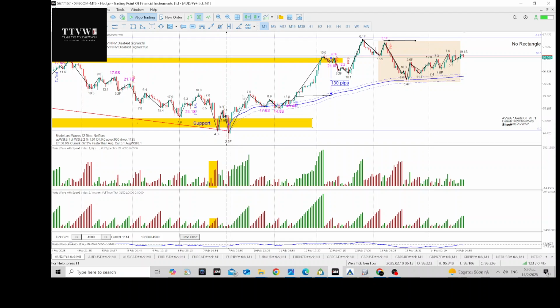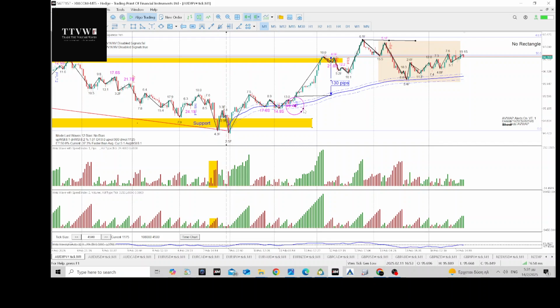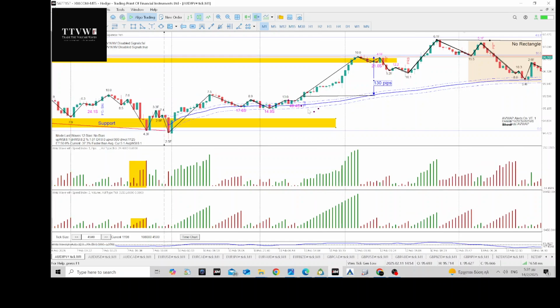So after that, we're waiting for the pullback, and in order to enter long, we're just waiting for a Bluetooth signal coming from the Weis Wave with speed index. And this is the Bluetooth signal, right here. This Bluetooth PRL says Bluetooth reversal long. Let me zoom in so you can see better. So this is our signal right here. This is our entry.